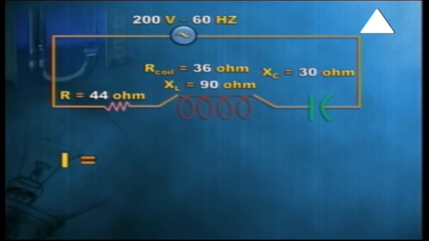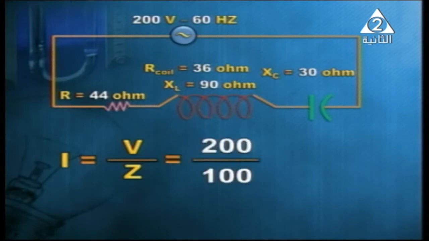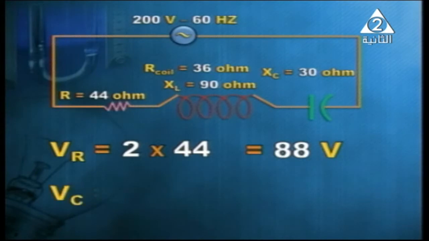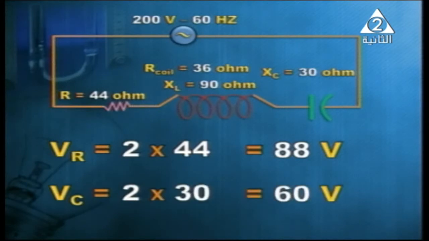Current is equal to the voltage over the impedance. It is 200 over 100, it is 2 amperes. Voltage across the resistor, IR, so 2 times 44, it is 88 volts. Voltage across the capacitor, I XC, so 2 times 30, it is 60 volts.